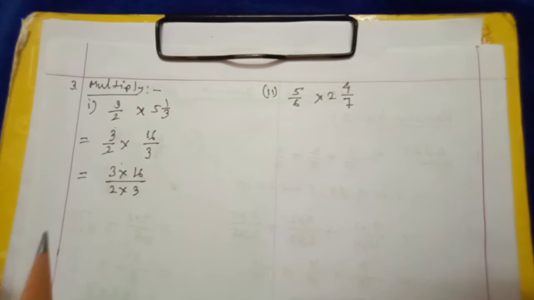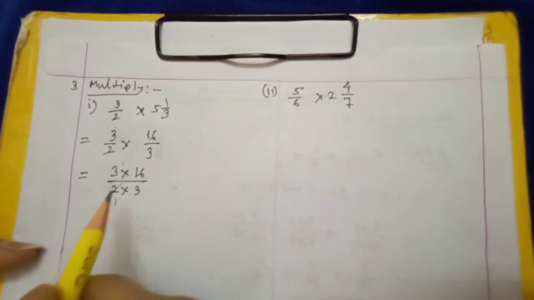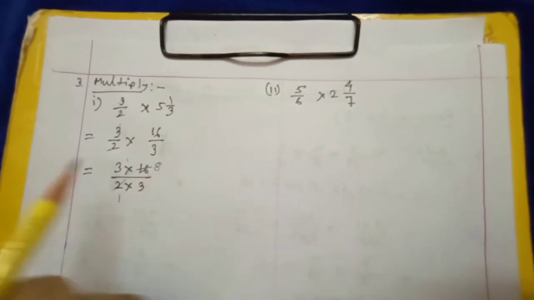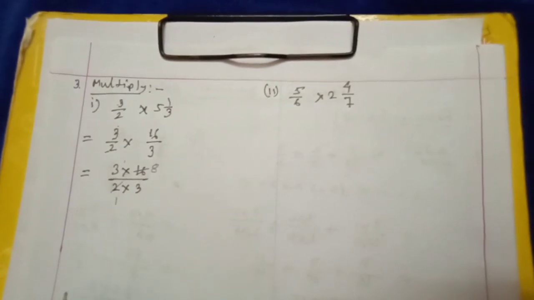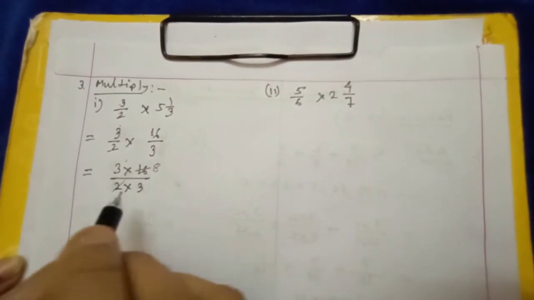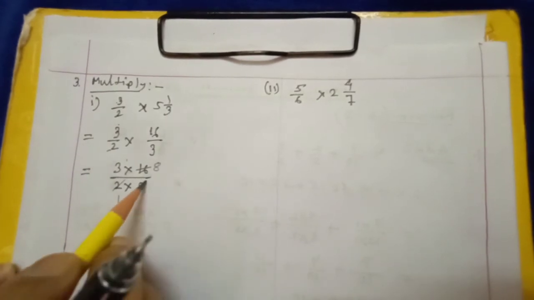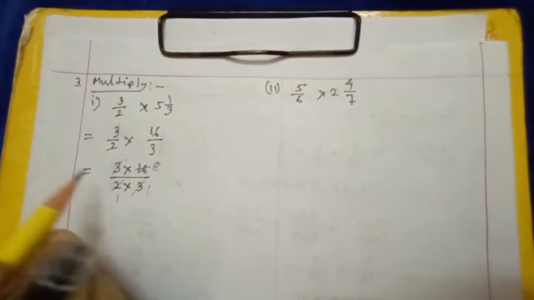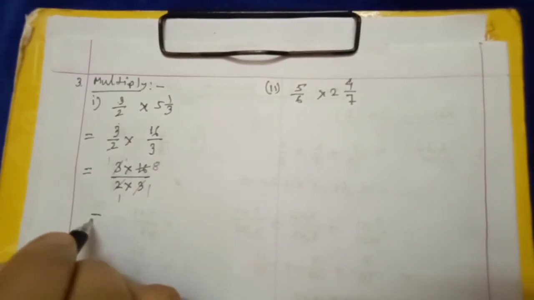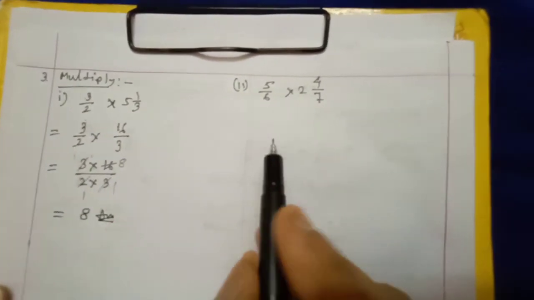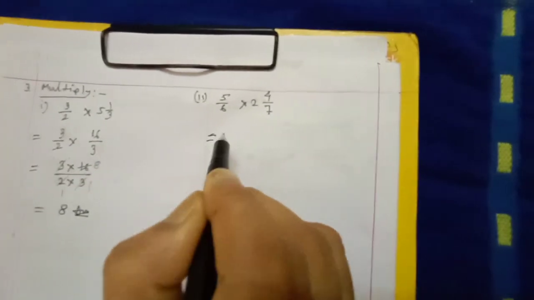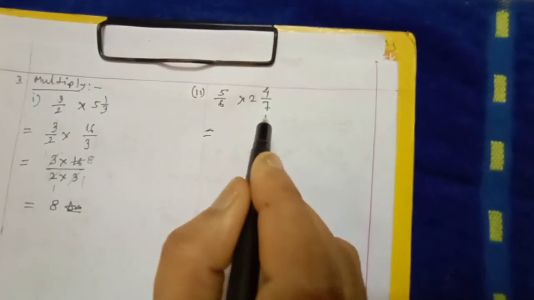See, 2 1s are 2, 2 8s are 16. And 3 and 3 also you can cancel. 3 1s are 3, 3 1s are 3. So what is the answer you are getting? 8 is the answer.